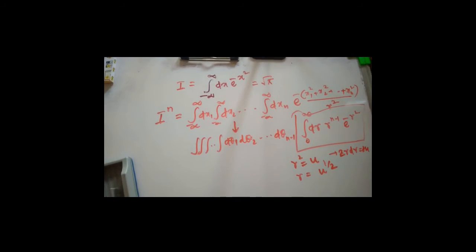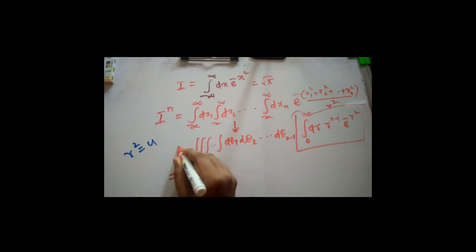Okay, and so here 2 r dr equals du. I hope you understand this. So we can replace it there, and we can replace it here from this term. So what do we get? Just write this portion, and write here that r square is u. R square is u. Okay, so we replace this.